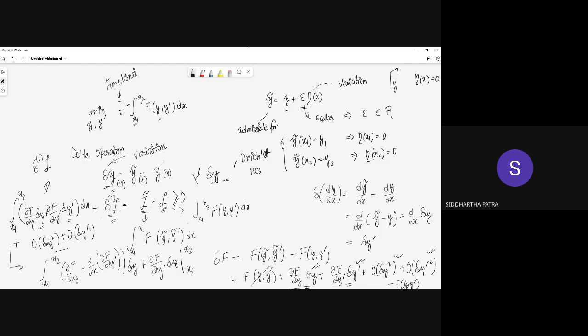And as we have discussed, this delta y again must be 0. If eta is 0, then this delta y, which is the difference between y tilde and y, must be 0 at x1 and x2. So delta y, as you can see, is nothing but eta times epsilon, and that must also be 0 at x1 and x2, which basically tells that this quantity right here is 0. And then we have the higher order terms in the total variation.